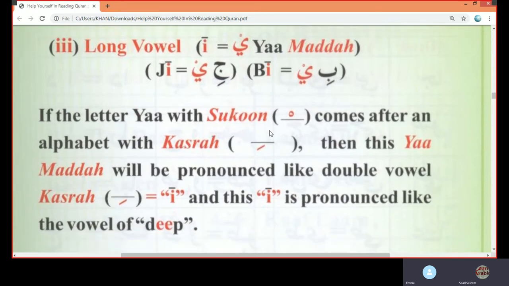If the letter Ya with sukun comes after an alphabet with a kasra, then this Ya Madda will be pronounced like a double kasra, E, and this is pronounced like the vowel of D, so E.